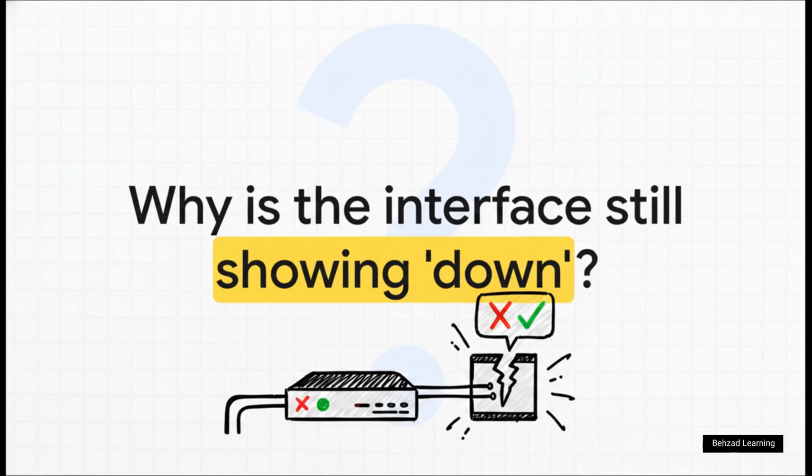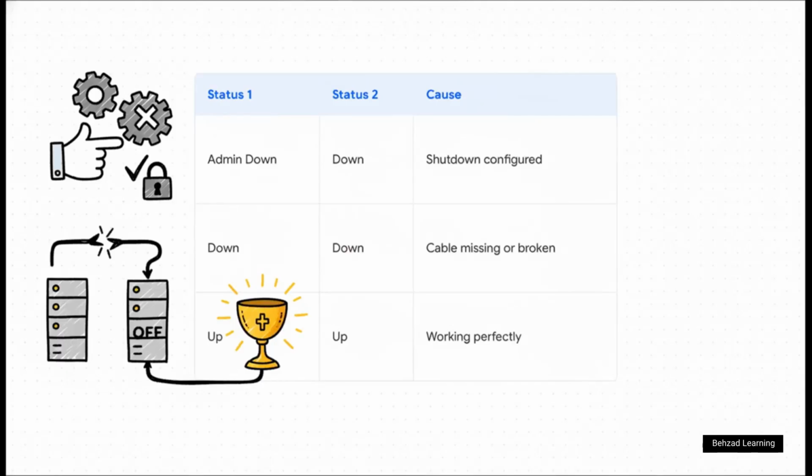What if you type all those commands perfectly? No typos, you hit enter, but the interface status still says it's down. You literally just told it no shutdown, so why in the world is it still broken? Well, this is a perfect example of the difference between your software configuration and the physical real world.